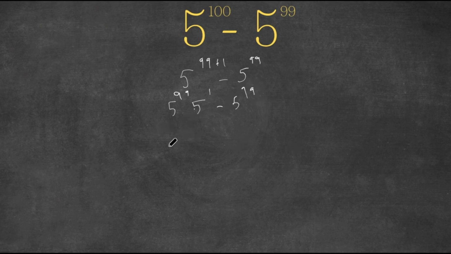All right, so now that we have this, because we have two 5 to the power of 99s, why don't we factor that out? We're going to factor out 5 to the power of 99. So we're going to do 5 to the power of 99 times 5 to the power of 1 divided by 5 to the power of 99 is simply just 5 to the power of 1 minus 5 to the power of 99 divided by 5 to the power of 99 is simply 1. Now, 5 to the power of 1 is just 5, so this is essentially asking 5 minus 1, which is 4. So we have 4 times 5 to the power of 99.